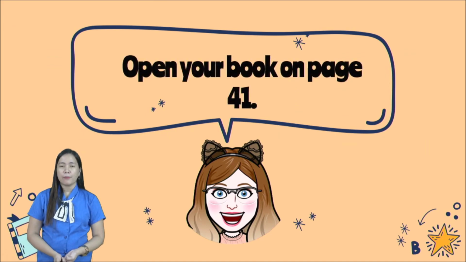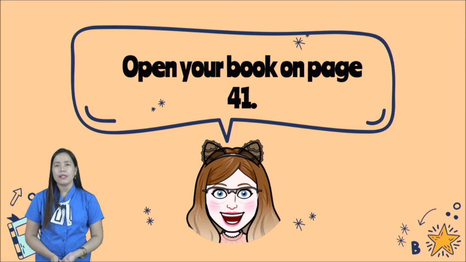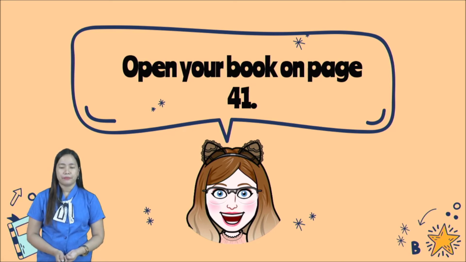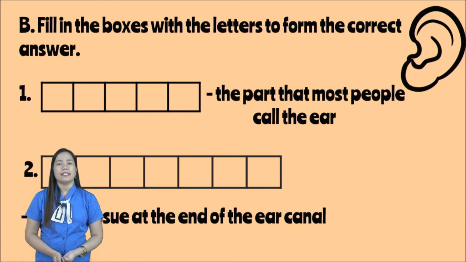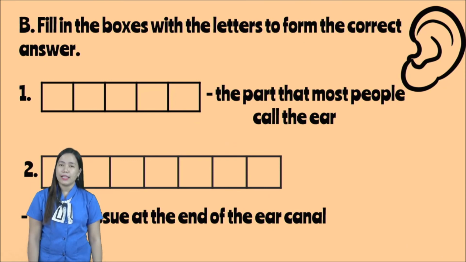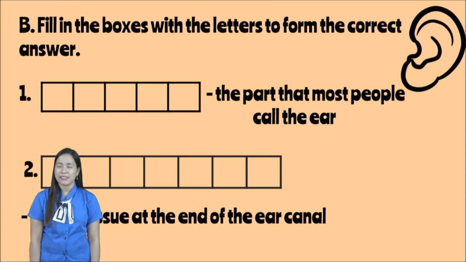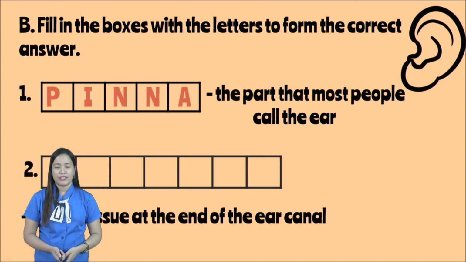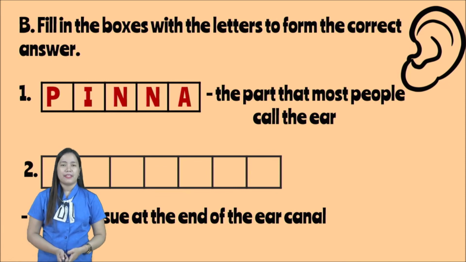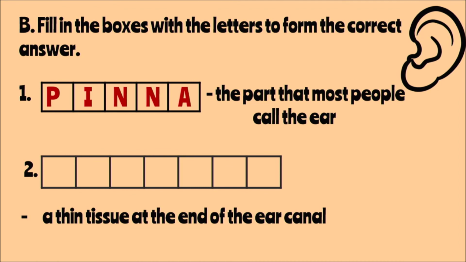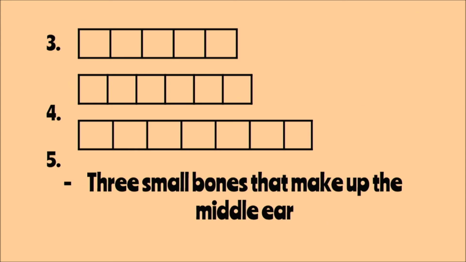Now, kindly open your book on page 41 because we will answer the activity in your book. Are you ready? Okay, this is the instruction. Fill in the boxes with the letters to form the correct answer. For number 1, the part that most people call the ear. I know you know this. What's that? Very good. It's the pinna. Next one, number 2, a thin tissue at the end of the ear canal. What do you call that? You can hear the vibration there. Very good. Eardrum. Next one, number 3.